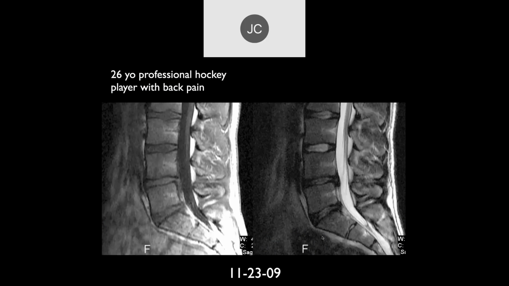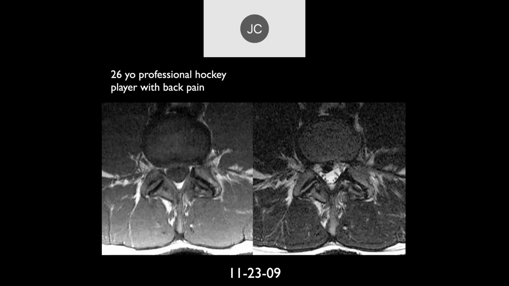Robert. All right, so we have a 26-year-old professional hockey player with back pain. Looks like there's a disc extrusion at L4-5 posteriorly, a disc protrusion at L5-S1. Yeah, looks like again a disc extrusion, right there.